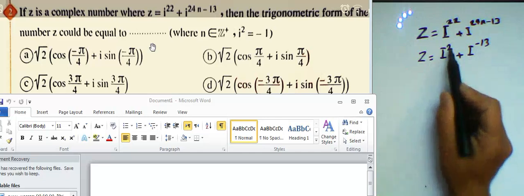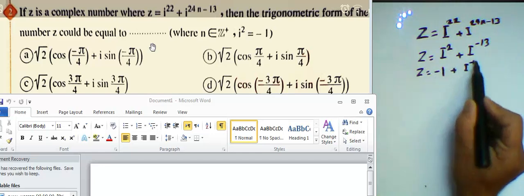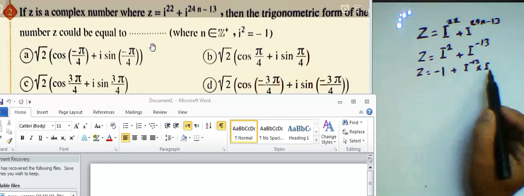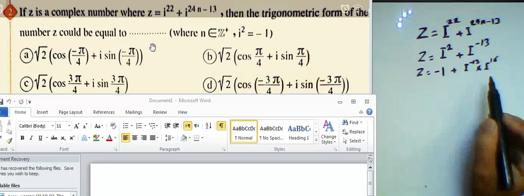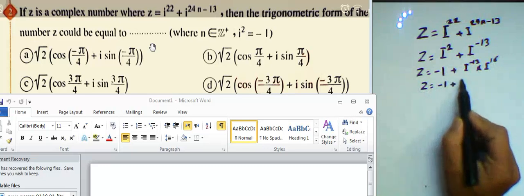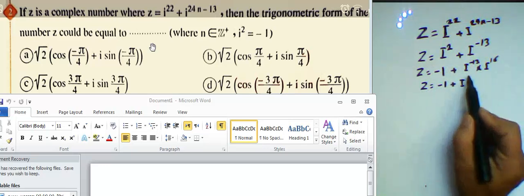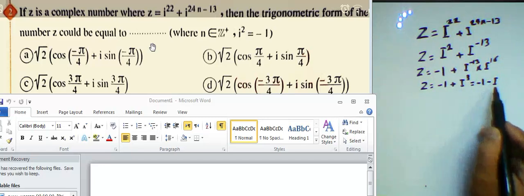We know i² equals −1. And here it will be i to the power negative 13. We divide the power by 4, and just after 13 come 14, 15, 16. 16 can be divided by 4 because i to the power 16 equals 1. Then we can write z equals −1 plus i to the power of negative 13 equal to 3, and i³ equals −i. The simplest form of z equals −1 − i.